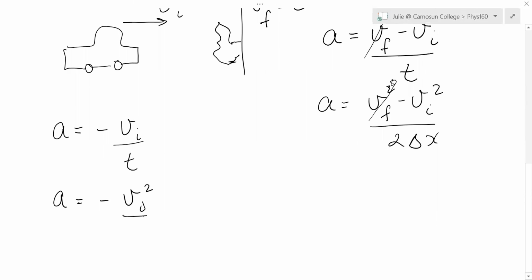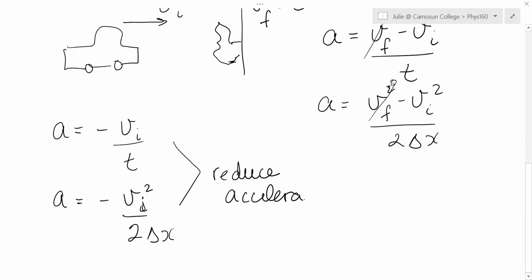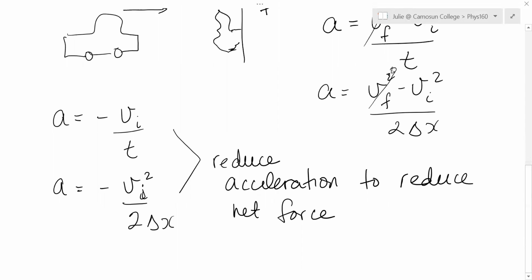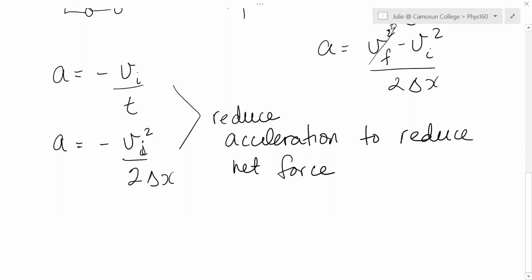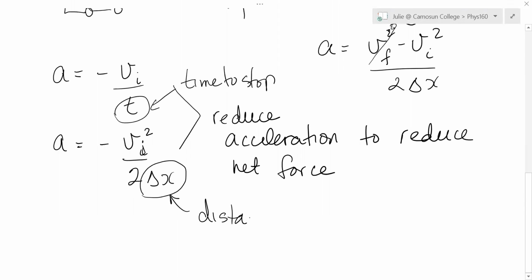Now, it's undesirable to have a huge acceleration because that results in a huge force, which results in a lot of damage. So how do we reduce the acceleration? We want to reduce acceleration to reduce net force. Well, we can't do anything about your initial speed. That's your initial speed before the accident. The thing you can change is these values: T is the time to stop, and delta X is the distance over which you stop.